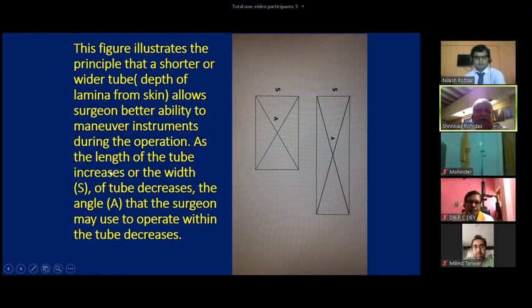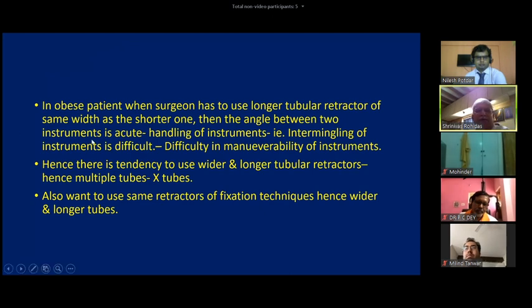So this figure illustrates the principle that the shorter or wider tube allows the surgeon better ability to move the instruments. As the length of the tube increases or the width of the tube decreases, the angle becomes acute and it is difficult to maneuver the instruments. In an obese patient, when the surgeon has to use a longer tubular retractor of the same width as the shorter one, then the angle between the two instruments is acute and the handling of the instruments becomes difficult. Hence, there is a tendency to use a wider and longer tubular retractor in the fixed tubular retractor system. That is not there in the mobile tubular retractor like the Destandau tube.